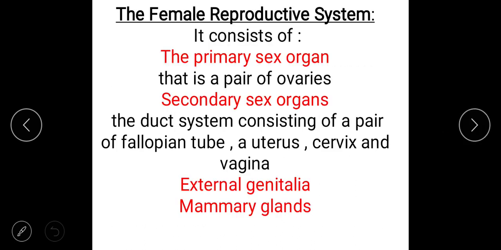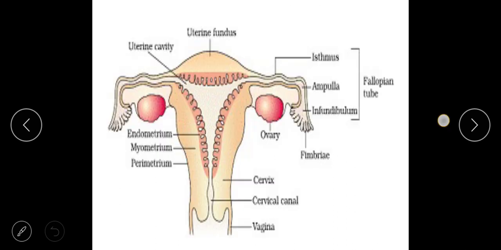Now let us move to the female reproductive system. The female reproductive system consists of the primary sex organs, secondary sex organs, external genitalia, as well as the mammary glands. Primary sex organs means a pair of ovaries. Secondary sex organs consist of the duct system and the fallopian tube, the uterus, cervix, the vagina, and the external genitalia, then finally the mammary glands.